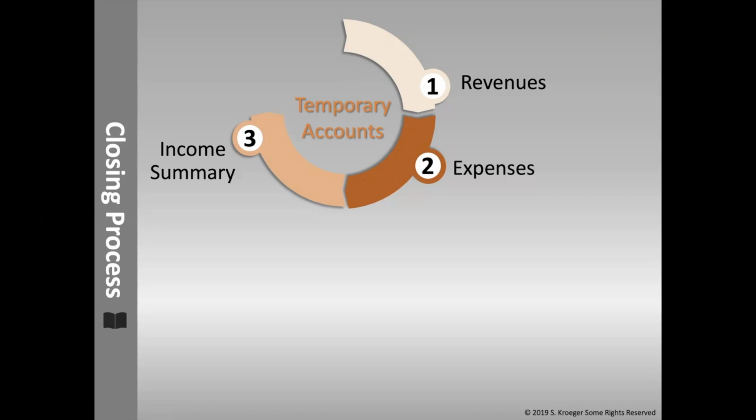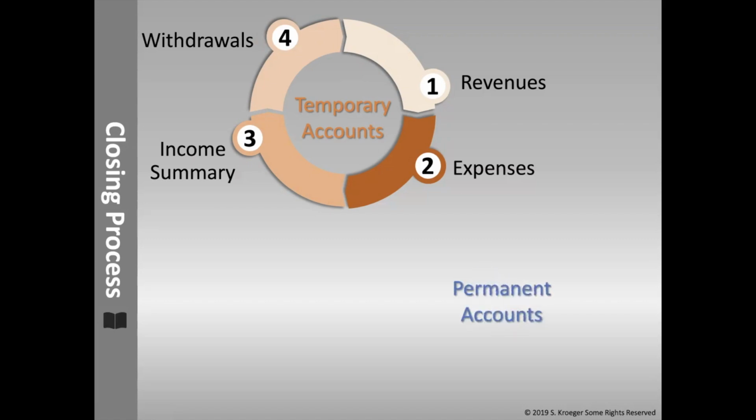Once we close the revenue and expense accounts to income summary, we then close income summary to our capital accounts. Lastly, we close the withdrawals account to capital as well. These are the only accounts that we close. The permanent accounts do not get closed and stay open.